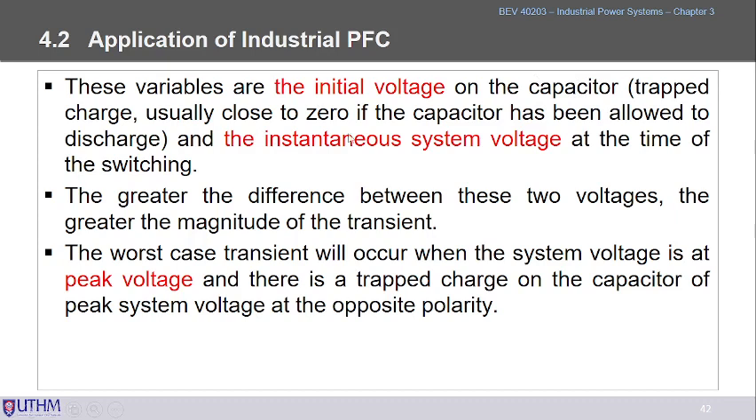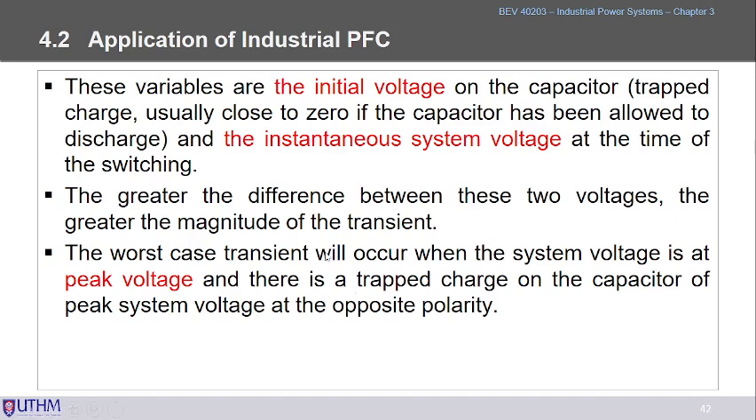And the second one is the instantaneous system voltage, because once you switch the capacitor bank, it will flow into our system. So these are two main variables that we need to consider to minimize the transient during the switching of the power factor corrector. One is the initial voltage, another one is the instantaneous system voltage. If the initial voltage of the capacitor and the system voltage have a very big gap of difference, that means we will have trouble in terms of the switching transient.